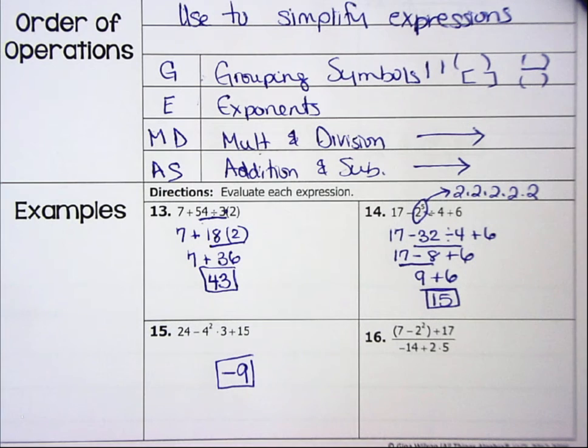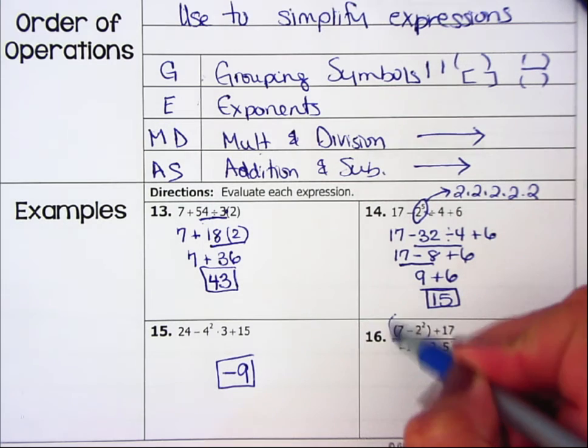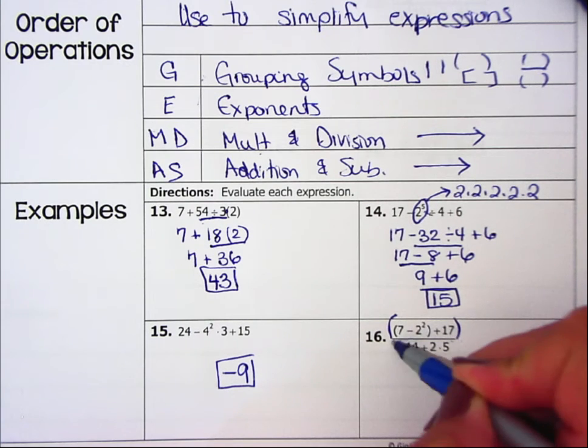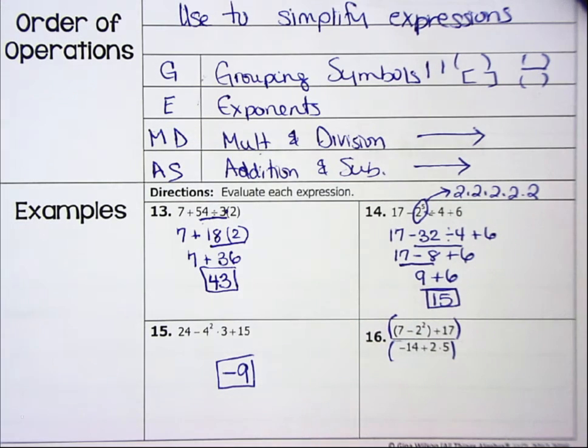The last one, though, is pretty complicated. With this one, we have just about everything. We have this great big division symbol, which is a fraction. And what that tells us to do is take care of everything on the top and everything on the bottom before we divide. So it's kind of an imaginary set of parentheses.